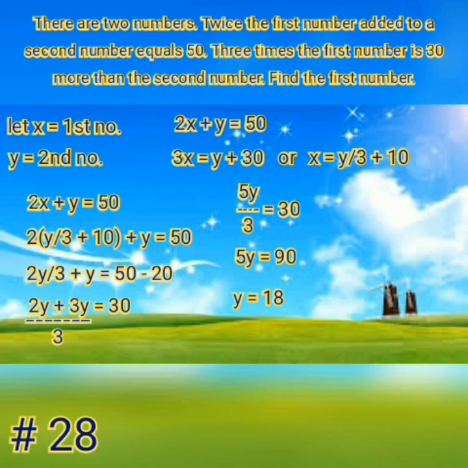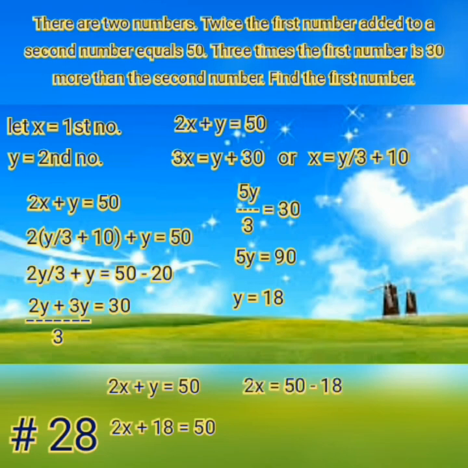Since y is the second number, we can use any of the given equations to look for the first number, which is x. This will be 2x plus 18 is equal to 50, and 2x is equal to 50 minus 18. 50 minus 18 is equal to 32. By dividing both sides by 2, x will be 16. So the first number is 16.